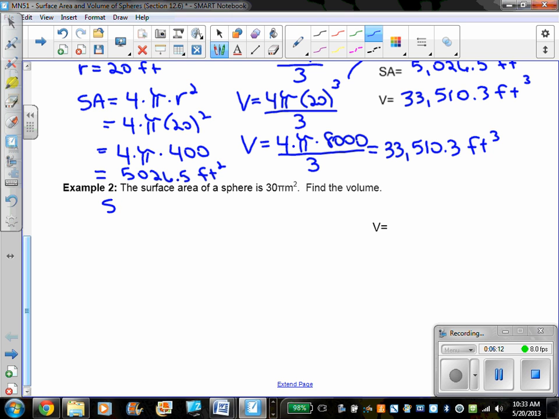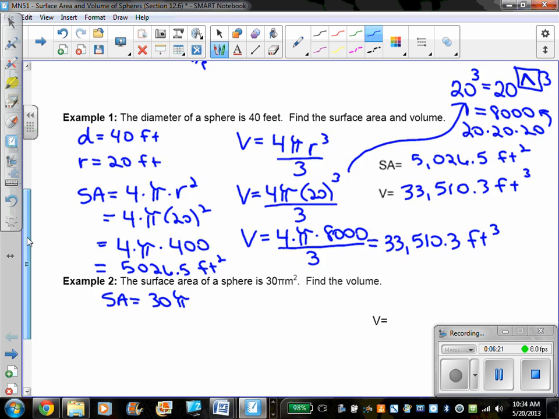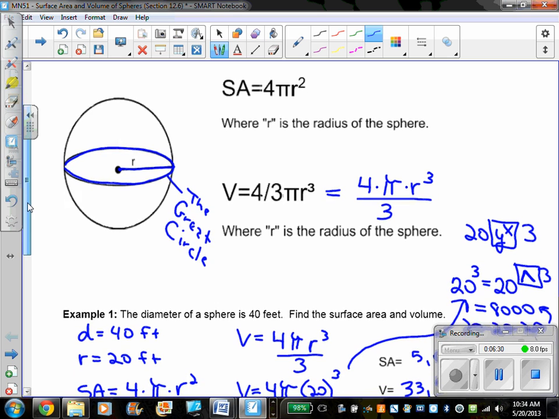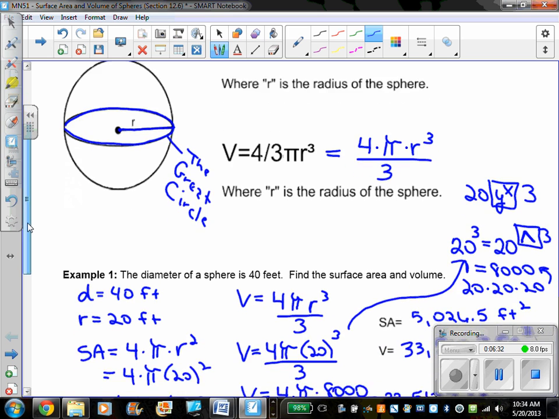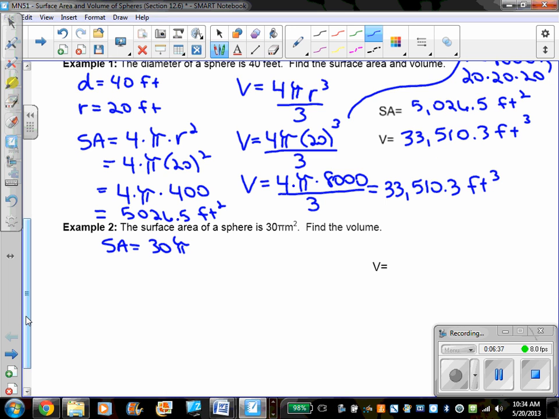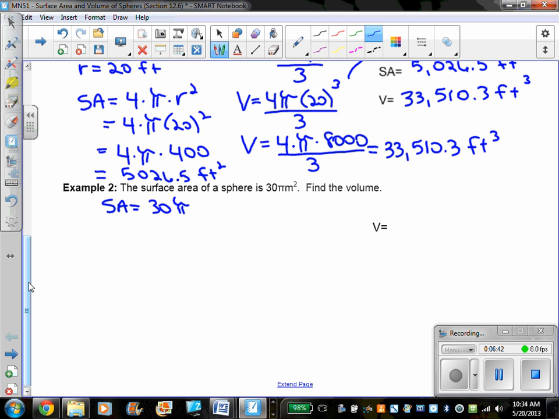So we know that the surface area is equal to 30 pi meters squared. So let's find the volume. Now, I mentioned up here, and I'm going to scroll this back down, that both of these formulas are driven by the radius. So if you have the radius, then you can find the surface area or volume, much like finding the area of a circle or the circumference of a circle. If you have the radius, it's money. You can do a lot of different things. So we need to get the radius. So we can't find the volume unless we have the radius.